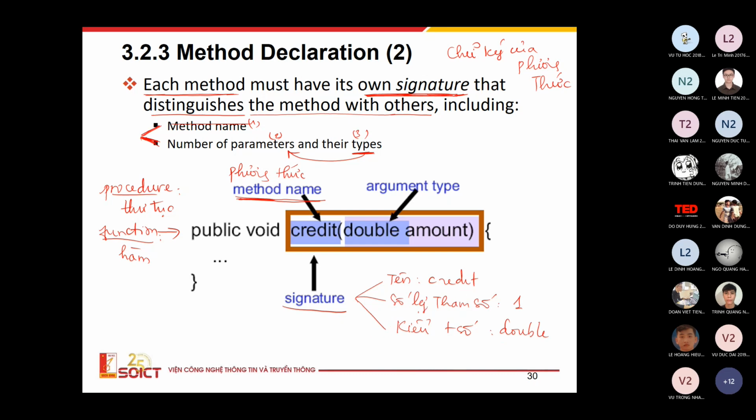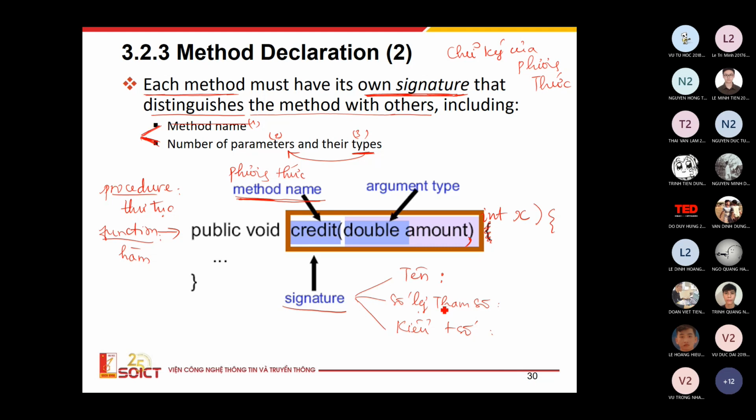What happens if I write something like a double and then a comma and then int x, and I close it like this? So what is the signature of this new method? For example, I add another parameter like int x. What is the signature of this method?